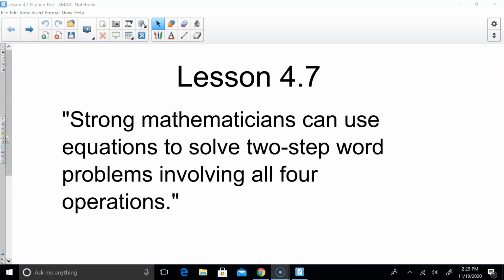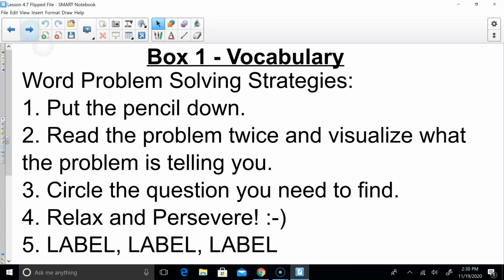Strong mathematicians can use equations to solve two-step word problems involving all four operations. This is some heavy-duty lifting, but I know we are up for the task today. So grab your pencil, your notebook, write down today's date and lesson 4-7, and let's get to work.